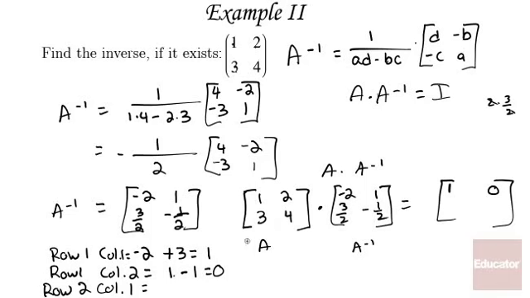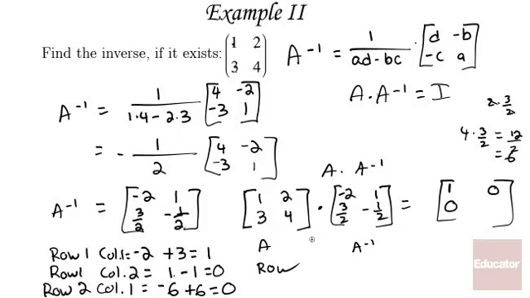Row 2, column 1 is going to give me 3 times negative 2. That's negative 6. And then this is 4 times 3 halves equals 12 halves. That equals 6. So negative 6 plus 6 equals 0. So I get 0 right here.